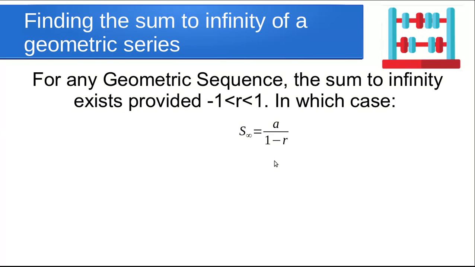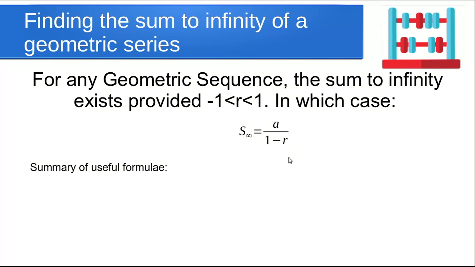It's simply that the sum to infinity is a over 1 minus r. It really comes just straight from the sum formula. If you consider r to the power of infinity basically tends towards 0, if r is between minus 1 and 1, you end up with that equation there.